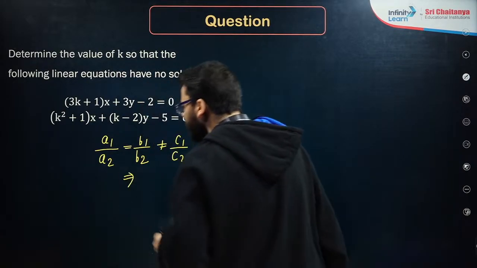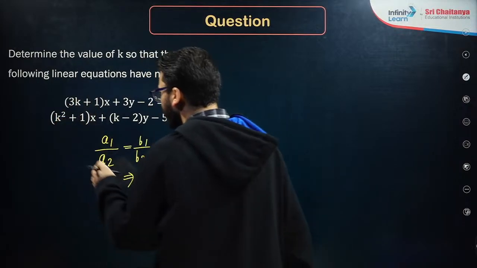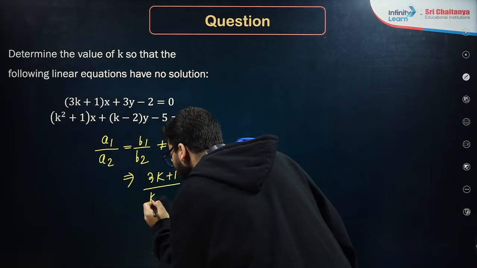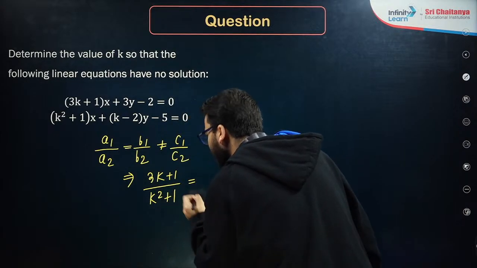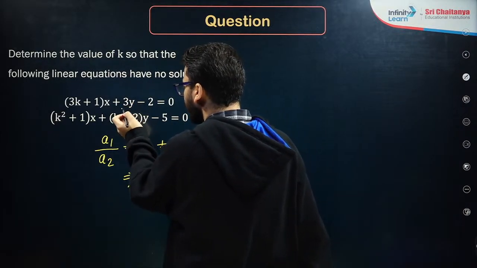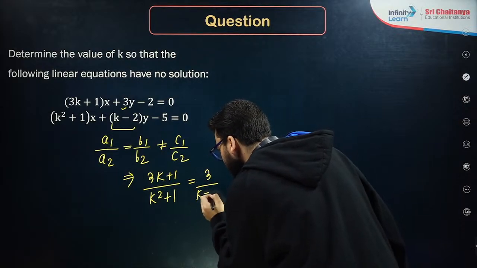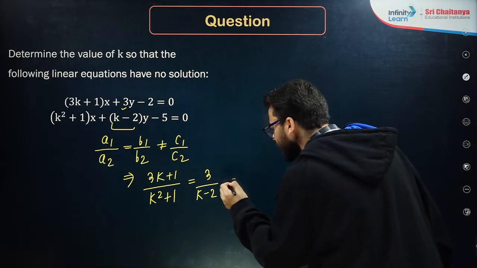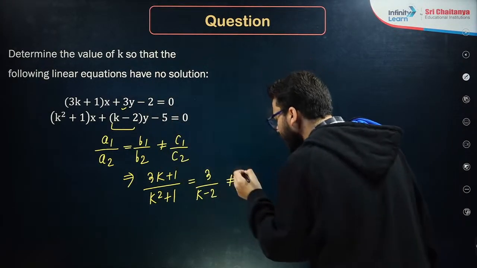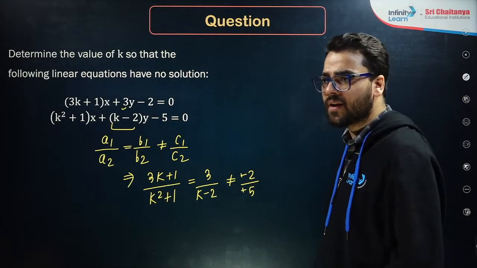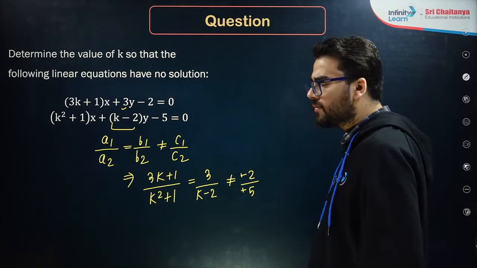So over here, what is A1 by A2, guys? 3k plus 1 upon k square plus 1. That is equal to B1 by B2, which is 3 by k minus 2, and not equal to C1 by C2, that you can say minus 2 by minus 5, or you can say 2 by 5 only. So obviously you have to find the value of k.